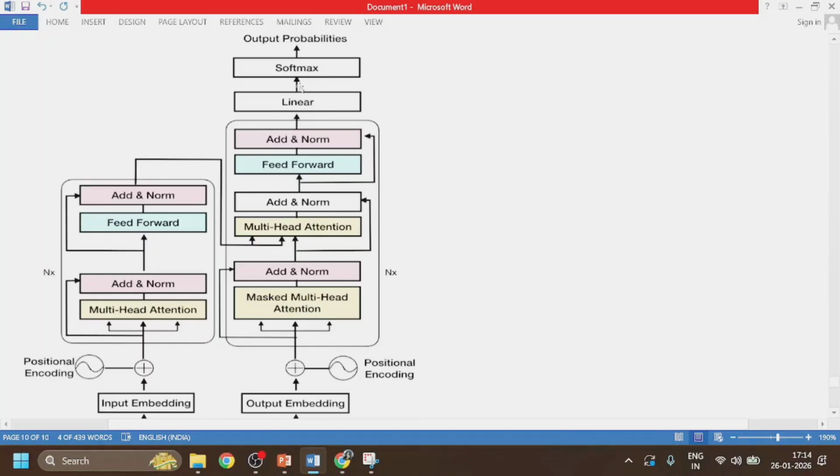Okay, after all the attention and processing, the decoder outputs vectors. These vectors are not words. The linear layer maps them to vocabulary size. Softmax converts this into probabilities. Okay, so here after this, predicting the next word. Each probability represents how likely a word is to be the next. The model selects one word and moves to the next step. This process repeats until the sentence is completed.